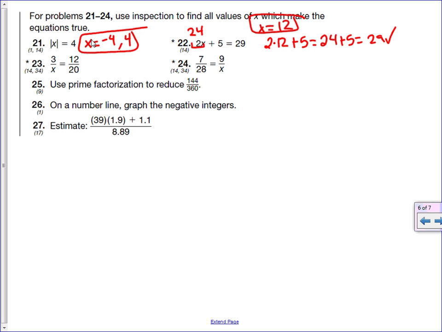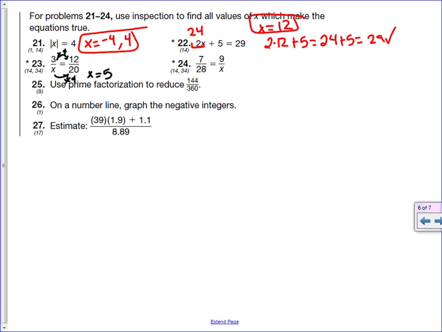And then we look at 23, we have a proportion. There's 2 ways to solve it. One way is to look and see, okay, how do they go from one side to the other here? To go from 3 to 12, I multiply by 4. And so to go from here to here, I must have multiplied by 4. So what number times 4 gives me 20? That number is 5.